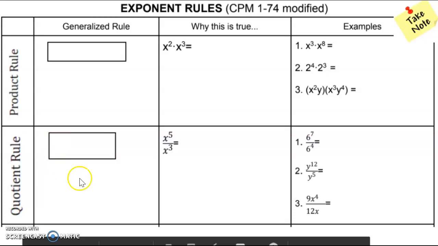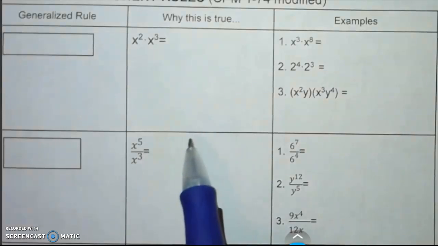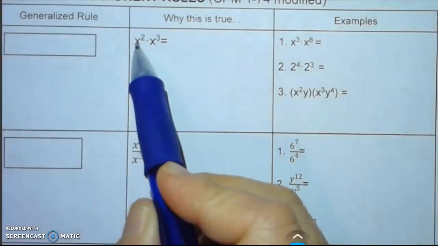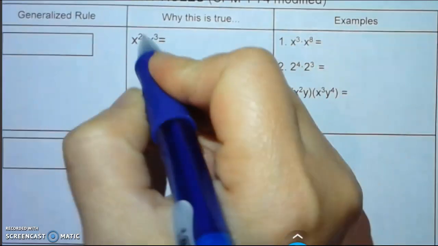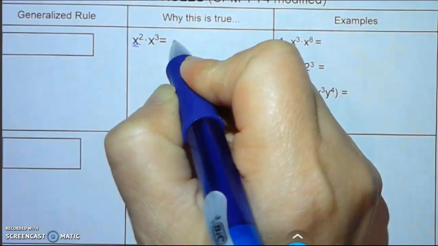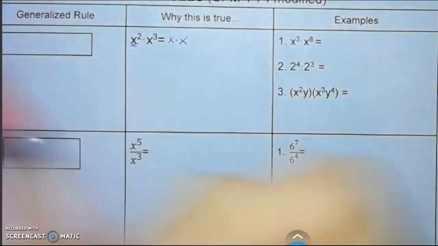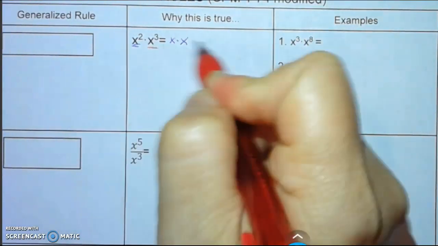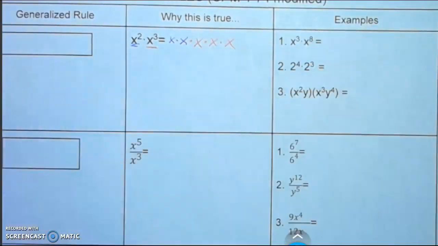So this is a close-up view of the top 2 rows of the graphic organizer, and I am going to use my document. This is the first 2 rows. So let's talk about x squared multiplied by x to the power of 3. We've been dealing with this a lot. The x squared just means x times x, right? And we know that x to the power of 3 just means x times x times x.